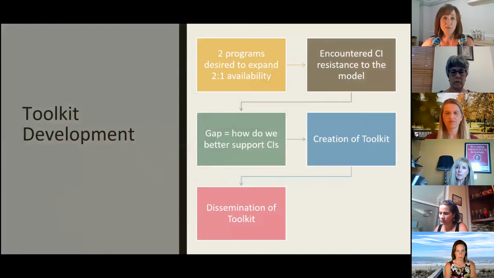So our team started really with Alice and Katie coming together and saying, why is this not happening more within our own PT community in Colorado? And they spoke with CIs and discovered that there was resistance. There were negative perceptions around the model. So they questioned, how can we better support CIs? And that's where the toolkit came from.